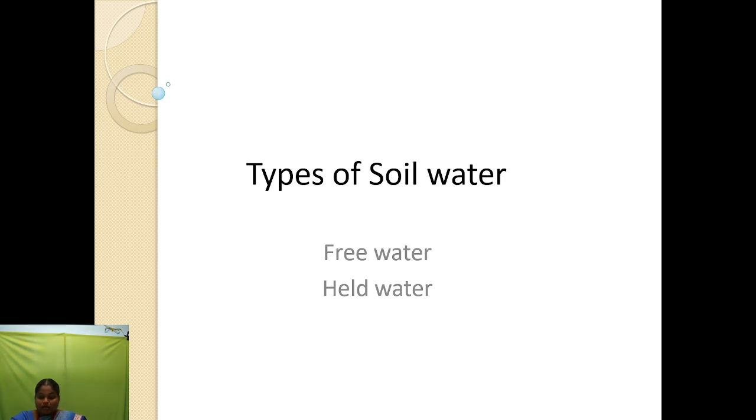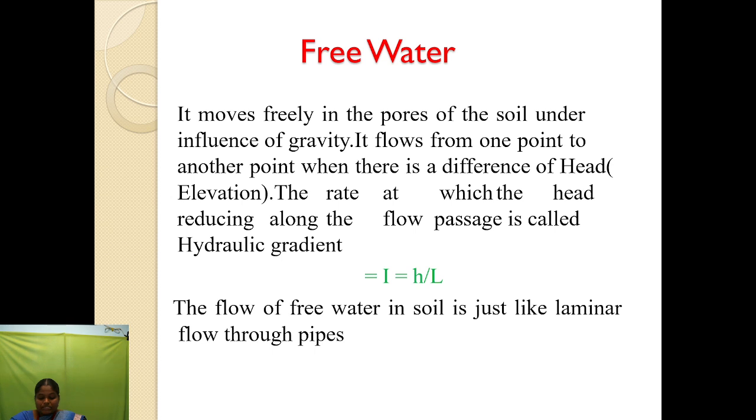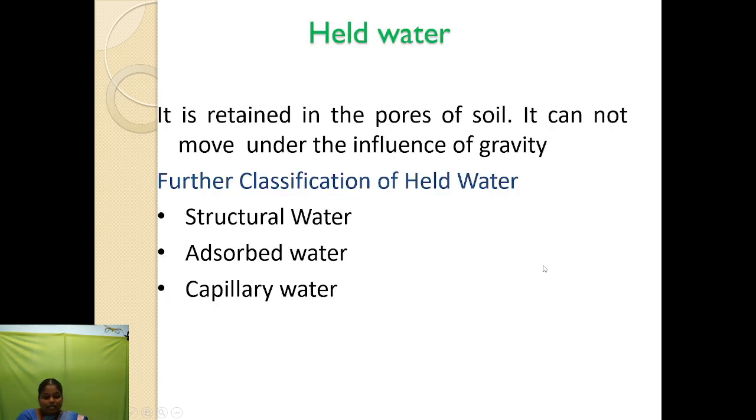Free water is water that is free to move through a soil mass under the influence of gravity. It can easily flow through the pores of the soil under gravity, so it is also called gravitational water. Next, the held water: the part of the water held in the soil pores by some force within the pores, so it cannot move freely under gravitational force. That water is called held water.